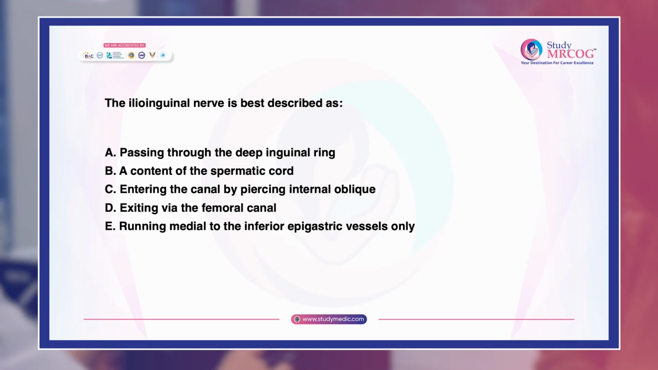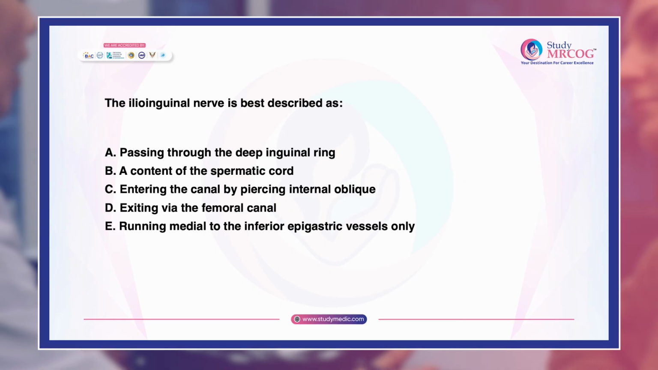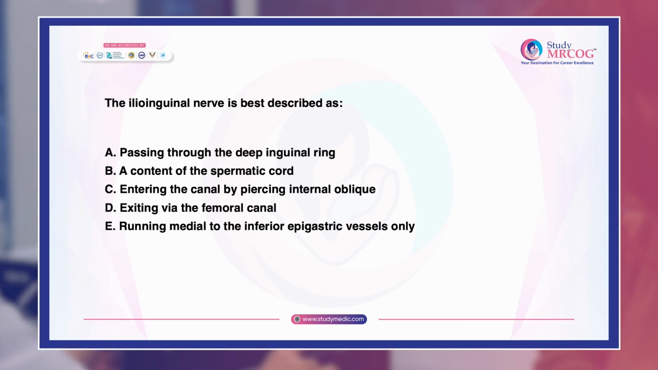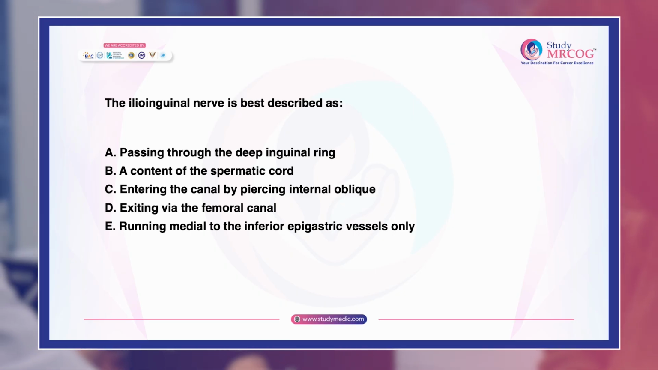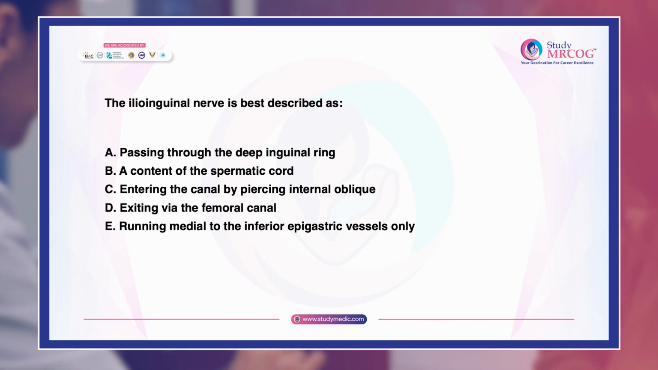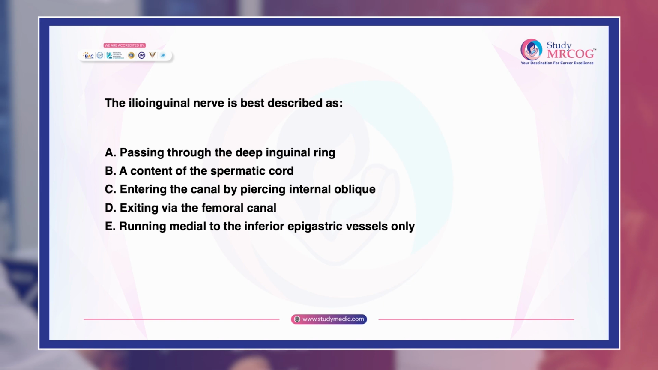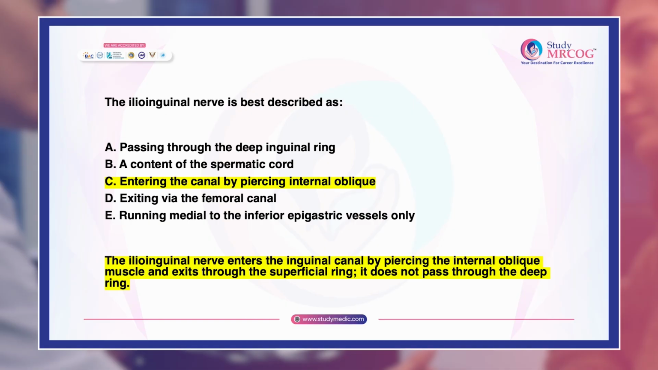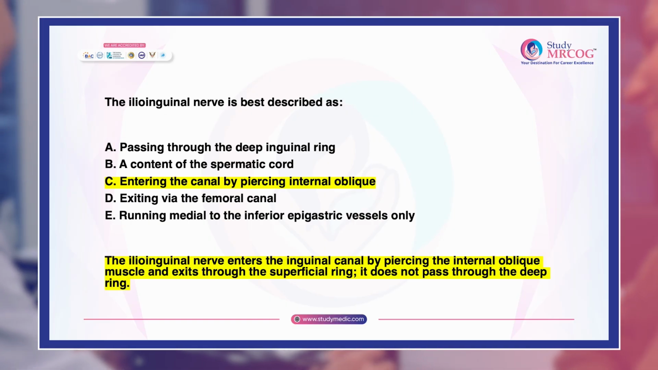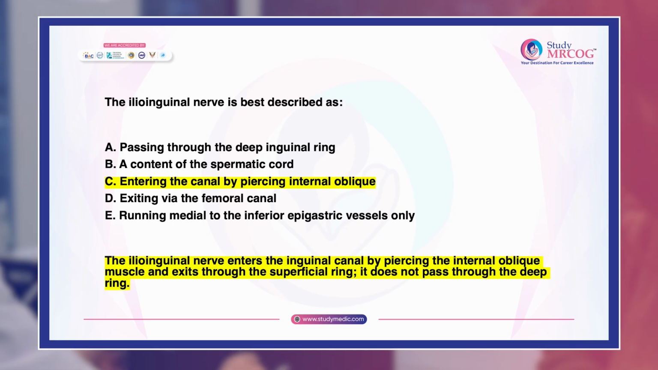The ilioinguinal nerve is best described as: passing through the deep inguinal ring? It is a content of the spermatic cord? It enters the canal by piercing the internal oblique? It exits via the femoral canal? It runs medial to the inferior epigastric vessels only? Again, answer in your mind. I'm moving on. The answer is, it enters the canal by piercing the internal oblique. This is a unique point and a frequently tested point in the exam.